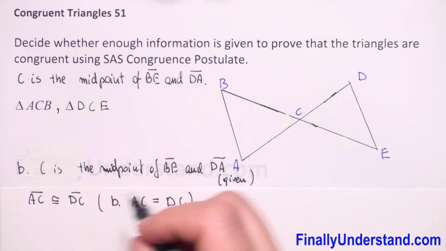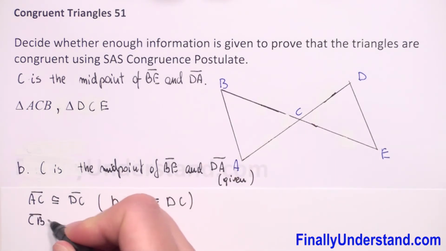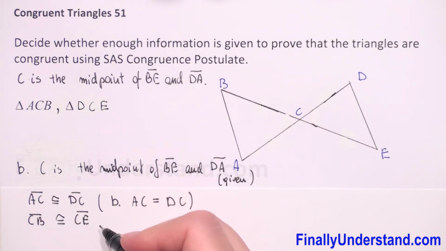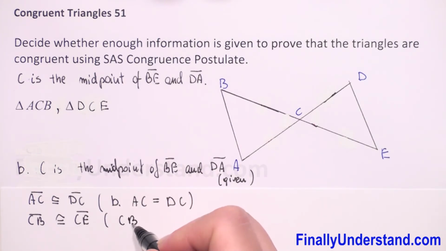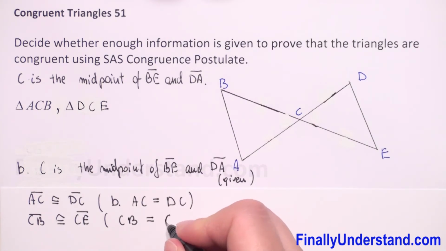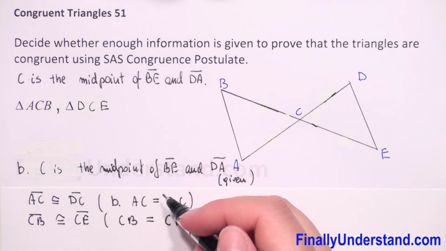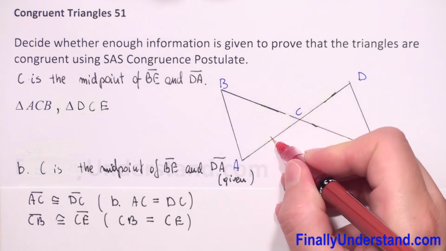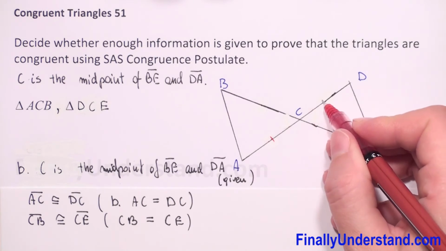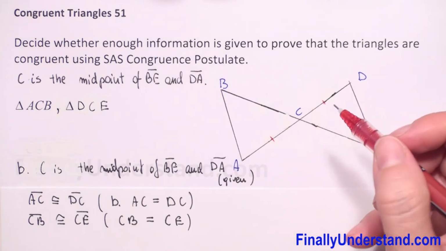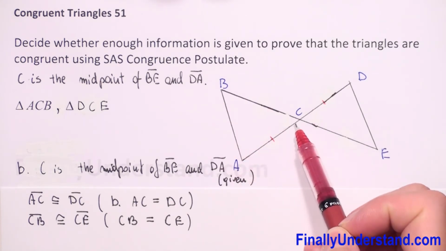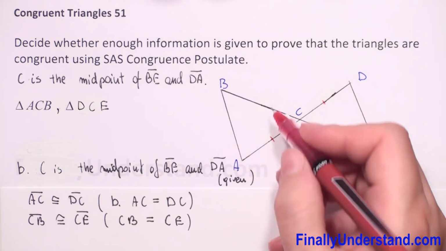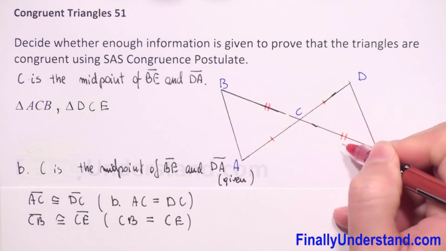So we have that CB is congruent to CE, because CB is equal to CE. This we have from that C is the midpoint. So we have that side AC is congruent to DC, or we can say CD, it doesn't matter, and BC or CB, we can call this segment, is congruent to segment CE. So let's put 2 marks on these sides.